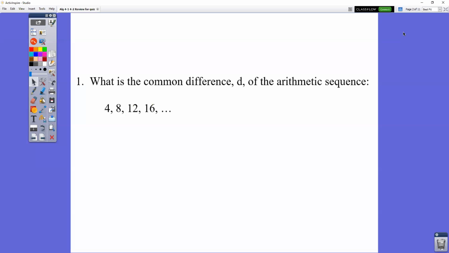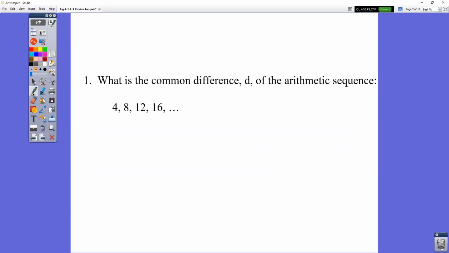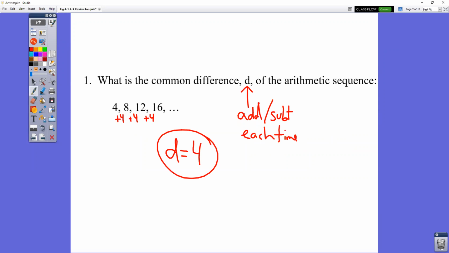So remember that the common difference, the D, is what you are adding or subtracting by each time. So 4, 8, 12, 16, what we're doing each time is adding by 4. So that means our common difference is 4.